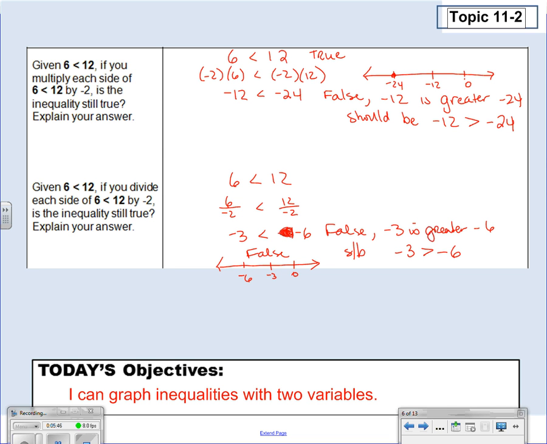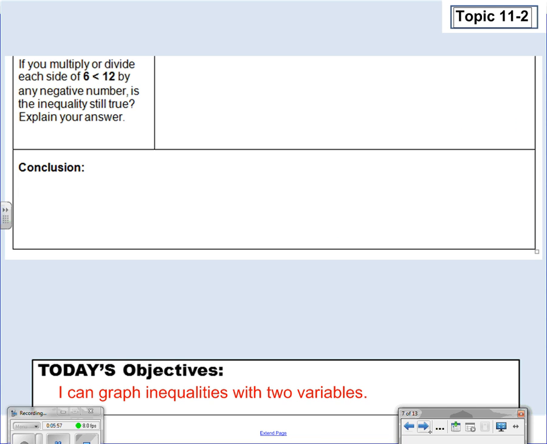So our next question asks, well, if I multiply or divide by a negative number, is my inequality still true? And what we've just seen is that no, our inequality becomes false. So if you multiply or divide each side by a negative number, is the inequality still true? Our inequality becomes false. So our next question is, how can I make it true?